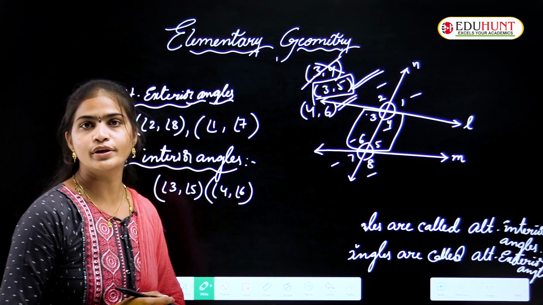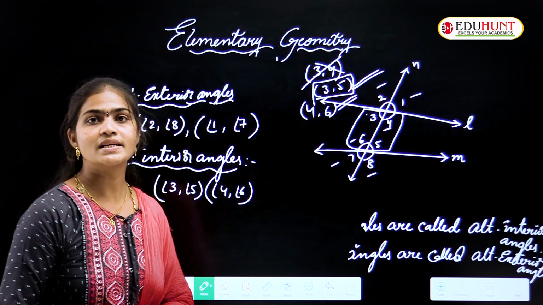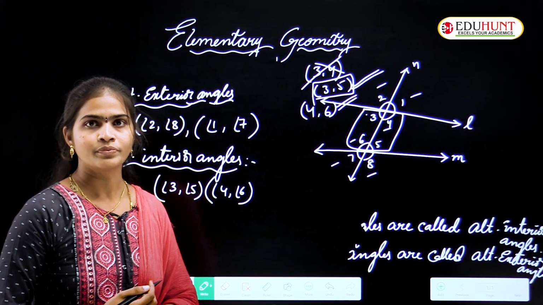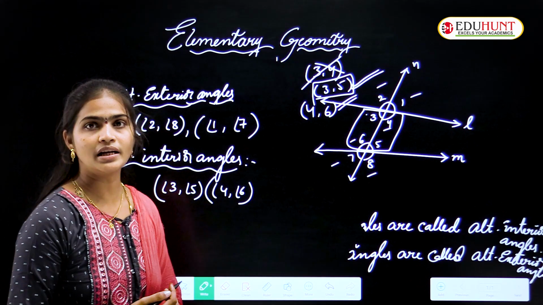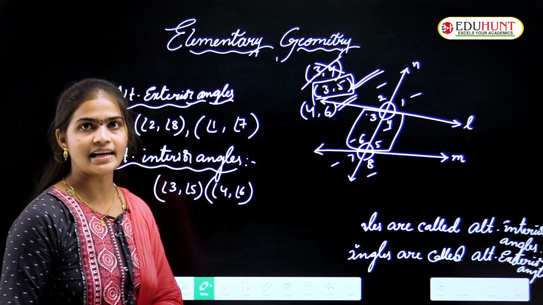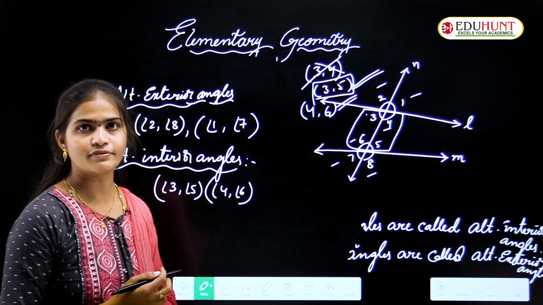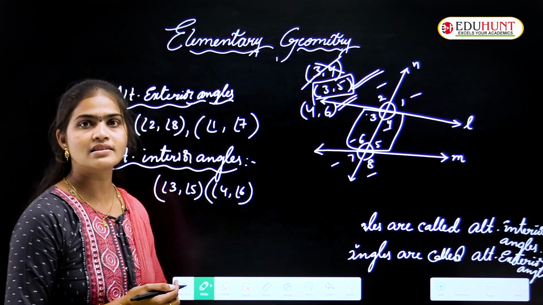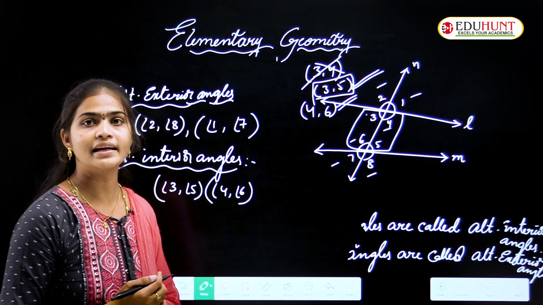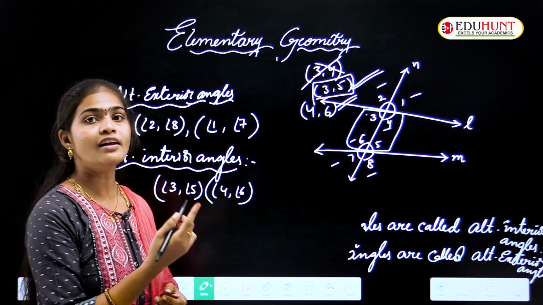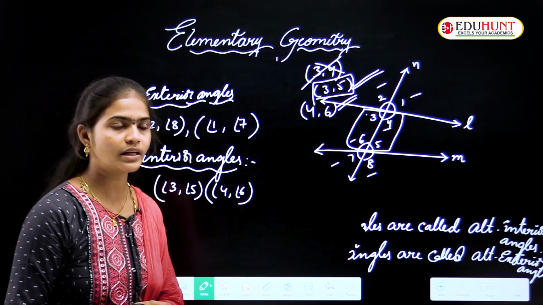Next we are going to discuss the transversal on parallel lines. Till now we discussed the transversal on intersecting lines, and this is that classification. So next we are going to discuss the angles made by a parallel line and transversal, on parallel lines.